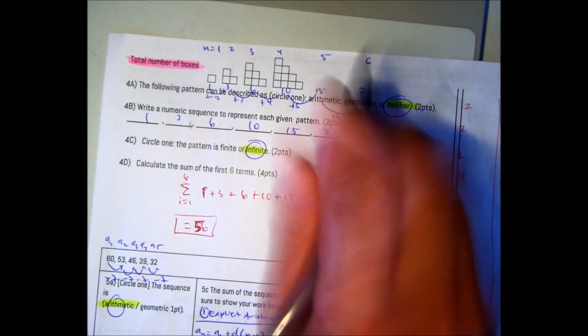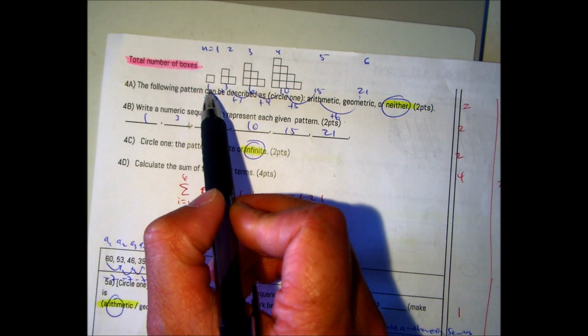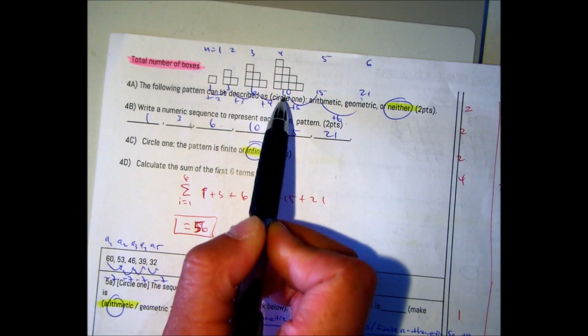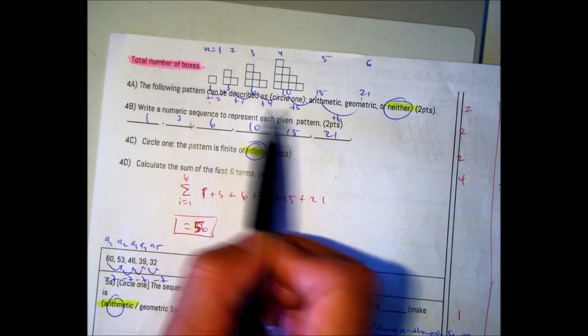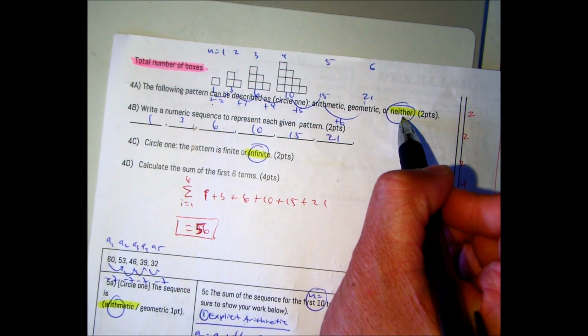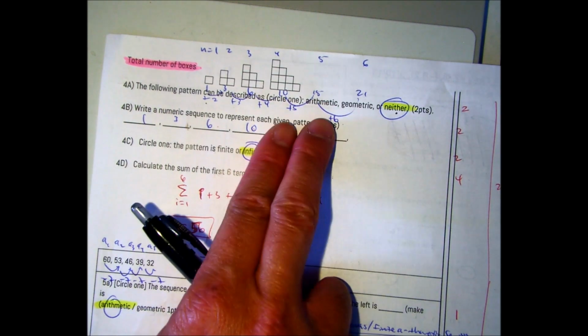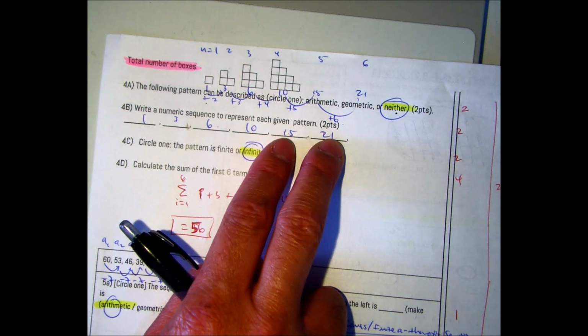The answer is neither. The reason why it is neither is because if you look at what's happening, I cannot multiply by a constant ratio from 1 to 3 or 3 to 6. Although you are adding, it is not a common difference. You're adding 2, then adding 3, then adding 4, then adding 5, then 6. There is a pattern, right? But you're not adding the same number. So the answer is neither. You got 2 points for filling out the numbers in the list. And then you add the 5th and the 6th number. That would be 15 and 21.